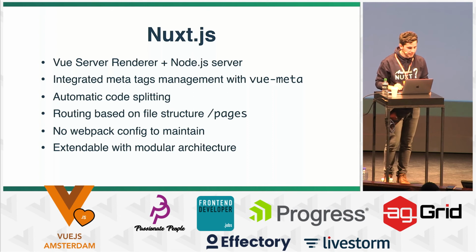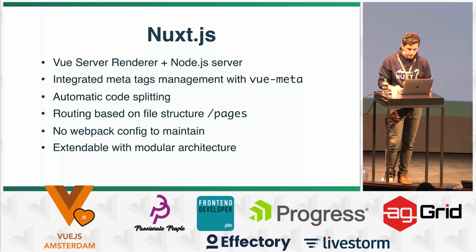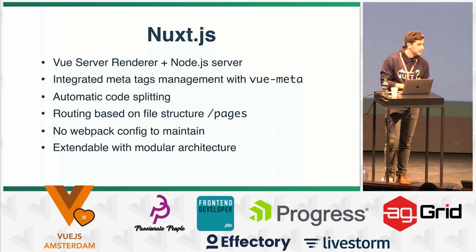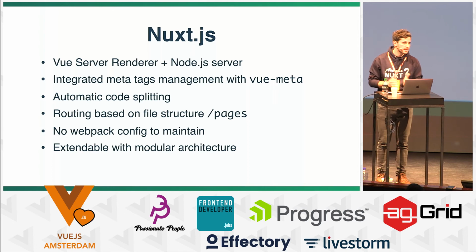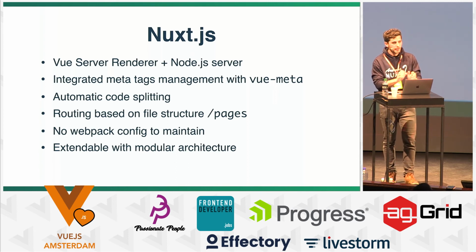OK, Nuxt has Vue server renderer inside and a Node.js server. There is integrated meta tags management with Vue Meta, because if you want to use server-side rendering, you are thinking SEO. And if you're thinking SEO, you're thinking about meta tags and title. So for us it's the minimum to have Vue Meta integrated. Automatic code splitting is for the pages. We were inspired by Next, and we improved it to have dynamic pages for the pages folder. So we created routes. You can disable it if you don't want it, but you can use it if you want it.